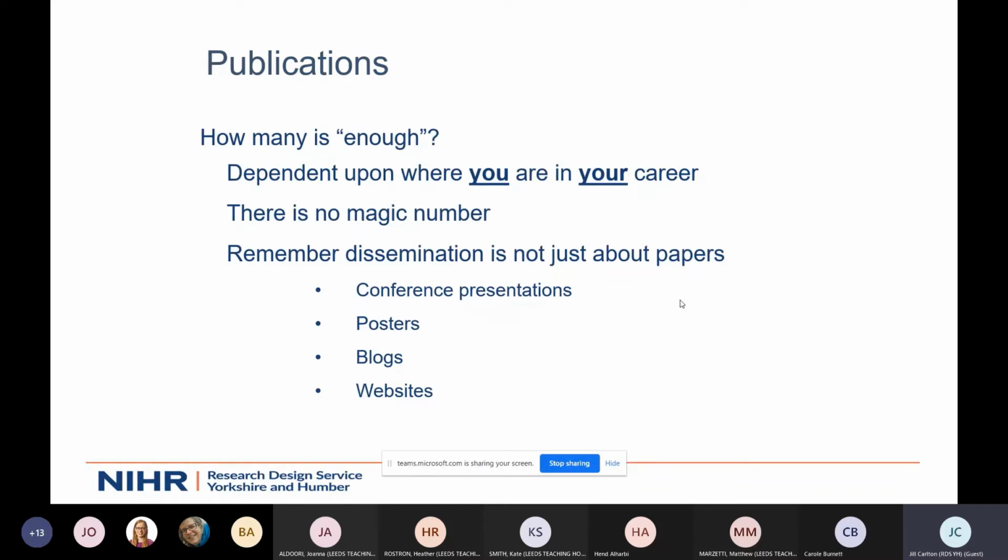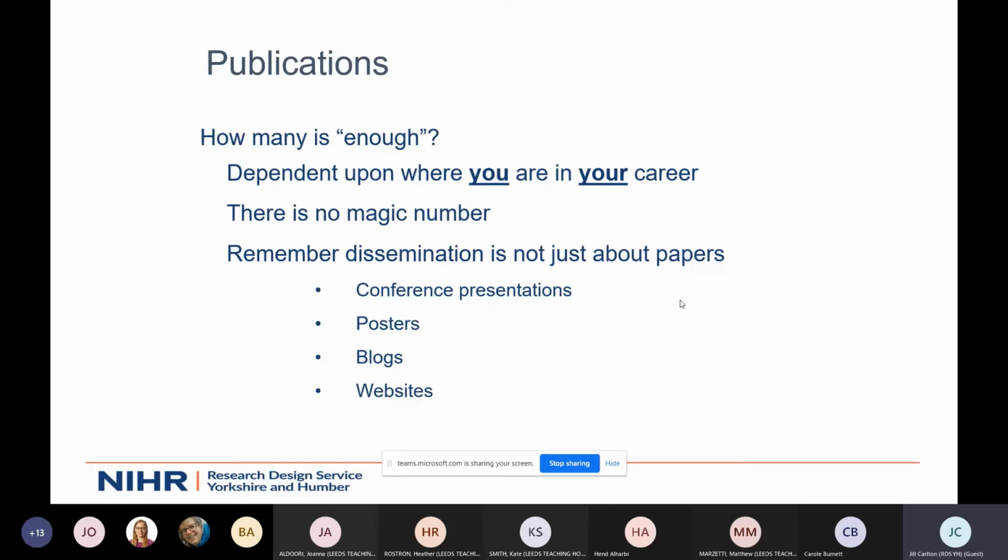But it's very much dependent upon where you are within your career. And does it match that? You know, are you sort of working in the right lines? So there is no magic number. A reviewer won't look and say, oh, they've only got 2, or oh, they've got 12. We must definitely recommend. It's all taken into context.